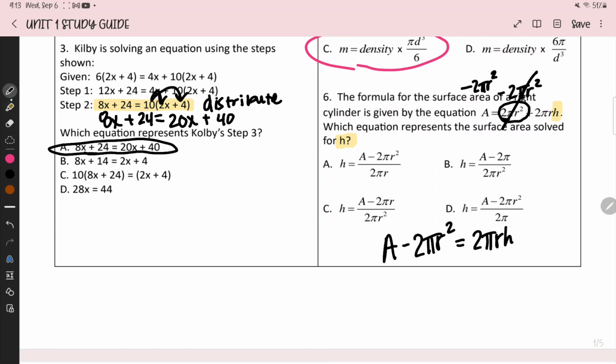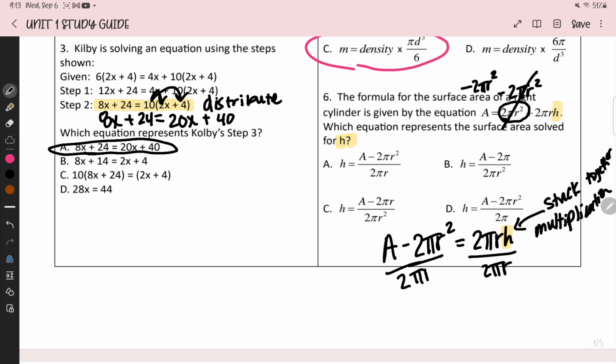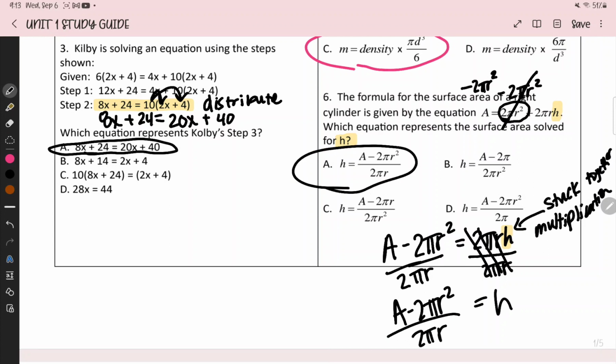But we want h alone. So I've got to move the 2 pi r away from it, and it's attached through multiplication. They're all stuck together. That's multiplication. So I'm going to divide by 2 pi r to get rid of the 2 pi r, because the opposite of multiplication is division, and that will move it away. Then I'm left with h is equal to a minus 2 pi r squared over 2 pi r. And that matches A here.